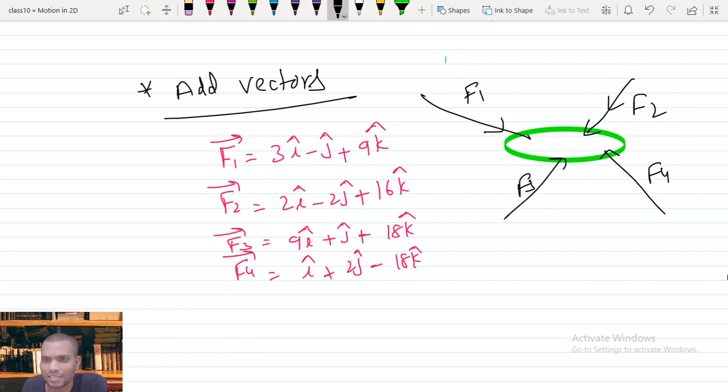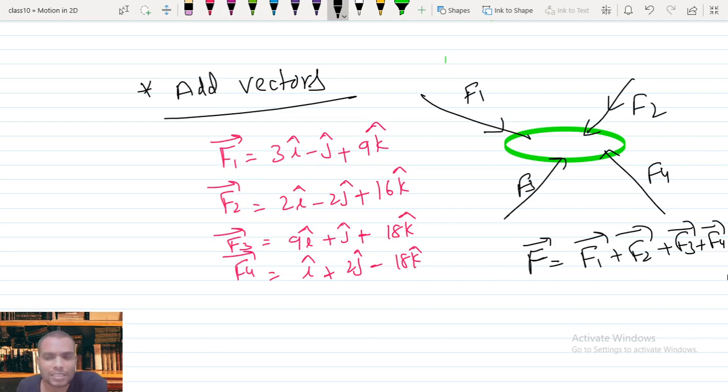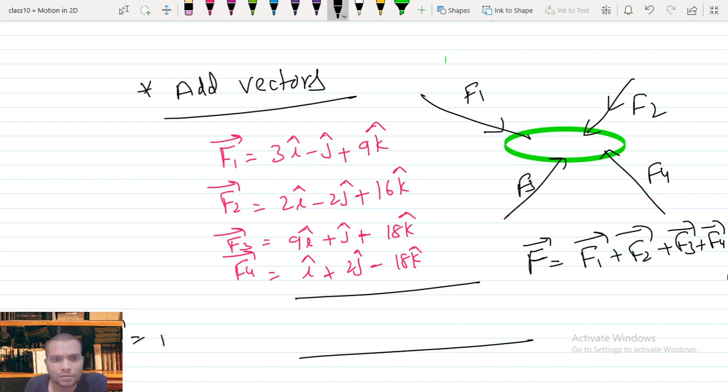Since force is a vector, these will add up. The F resultant equals F1 bar plus F2 bar plus F3 bar plus F4 bar. Just like how we add simple ordinary numbers, we can add them here. Similarly, to get the F resultant, I need to add all of these. F resultant F bar equals F1 bar plus F2 bar plus F3 bar plus F4 bar.